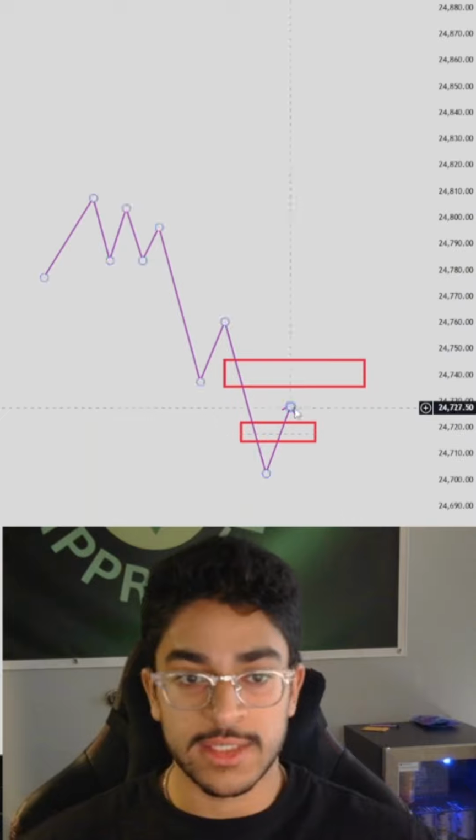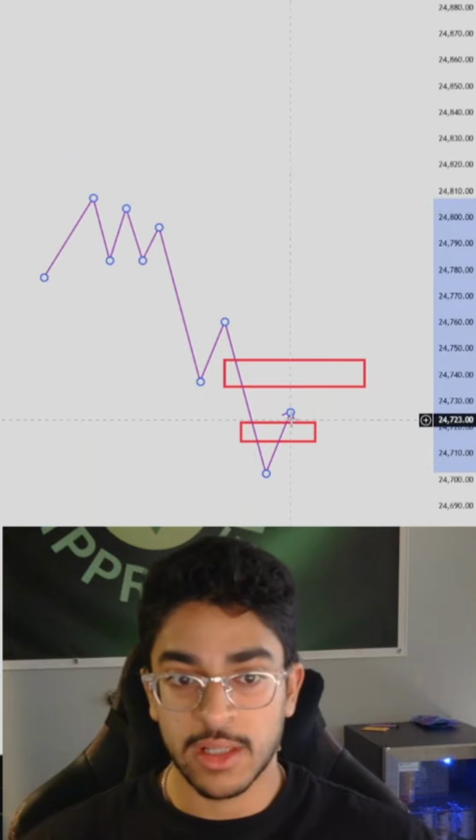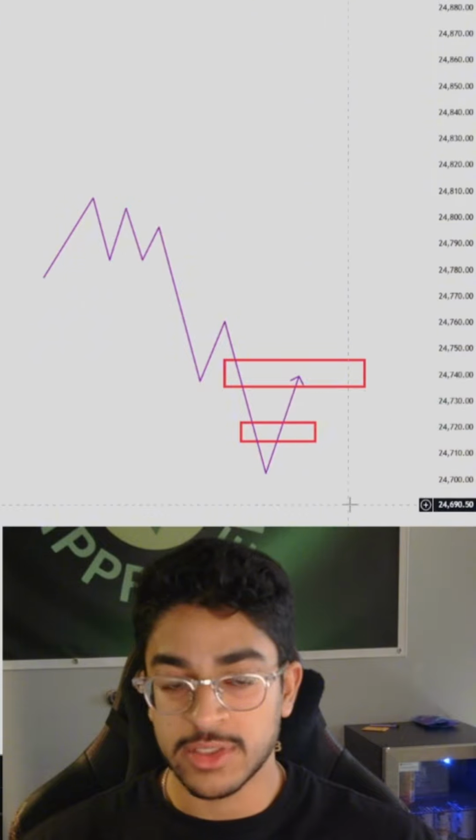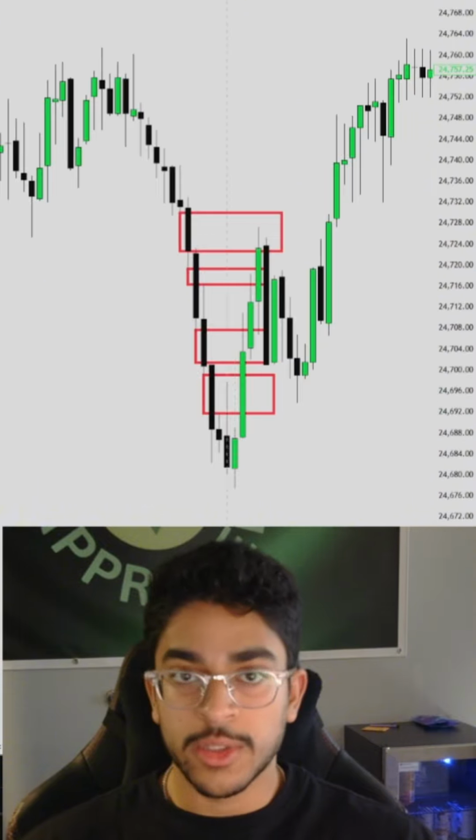Now, the way this works is that if there's enough room, sometimes I'll buy this close and de-risk at this upper FVG. But let's say we've already tapped that FVG, I won't take this trade. Let me show you what that looks like in the market.